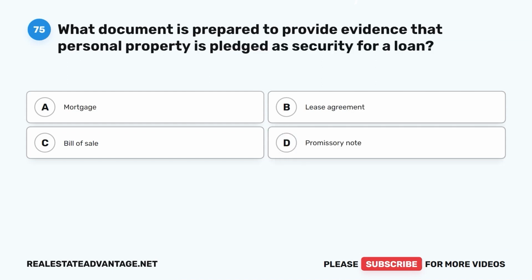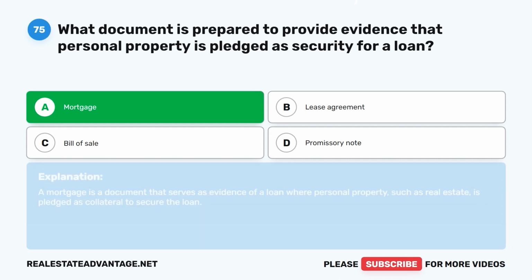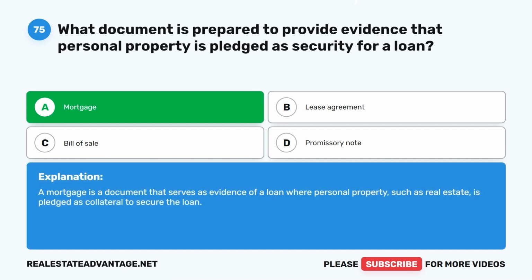Question 75. What document is prepared to provide evidence that personal property is pledged as security for a loan? A. Mortgage. B. Lease agreement. C. Bill of sale. D. Promissory note. The correct answer is A. Mortgage. A mortgage is a document that serves as evidence of a loan where personal property, such as real estate, is pledged as collateral to secure the loan.